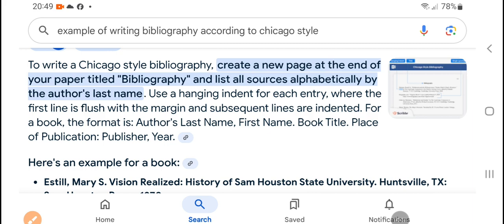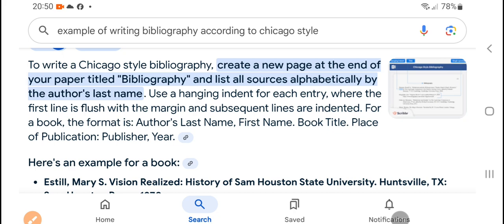Here they say: create a new page at the end of your paper titled Bibliography, right? So first we write on a new page, at the end of the paper, the title Bibliography, and list all sources. After a full-length research paper, we mention bibliography and list all sources alphabetically by the author's last name.